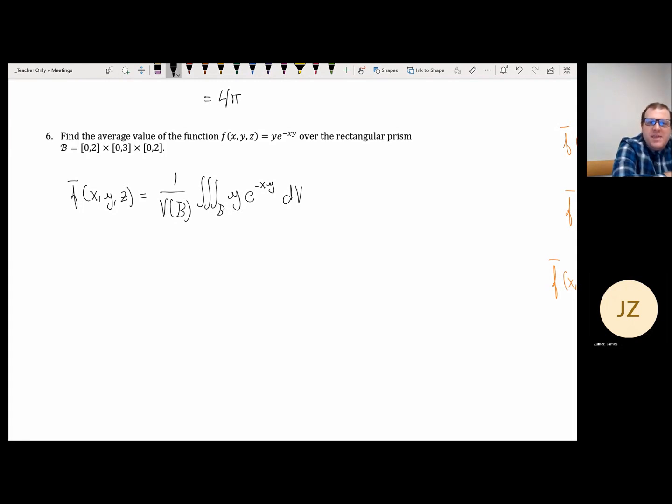So we need 1 over the volume of B times the integral over B of y e to the negative xy dV. What is the volume of a rectangular prism? Width times height times depth. Length times width times height, same thing. Well, that's easy. 2 times 3 times 2. My volume is 12. That's nice. Now we need to set up our triple integral as an iterated integral, which means we're going to need to choose an order.